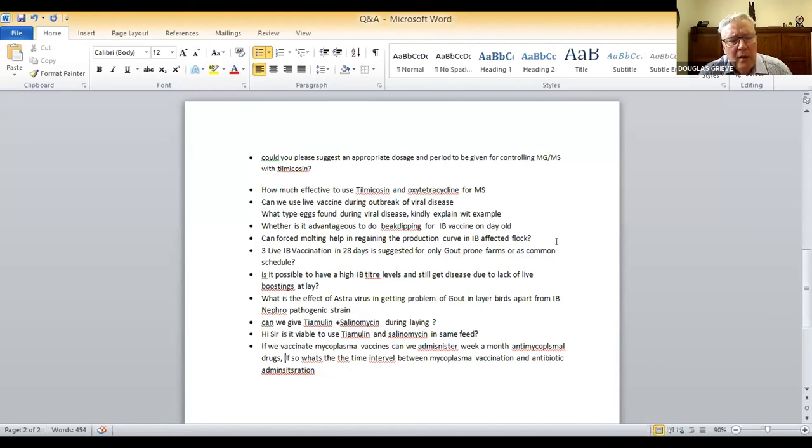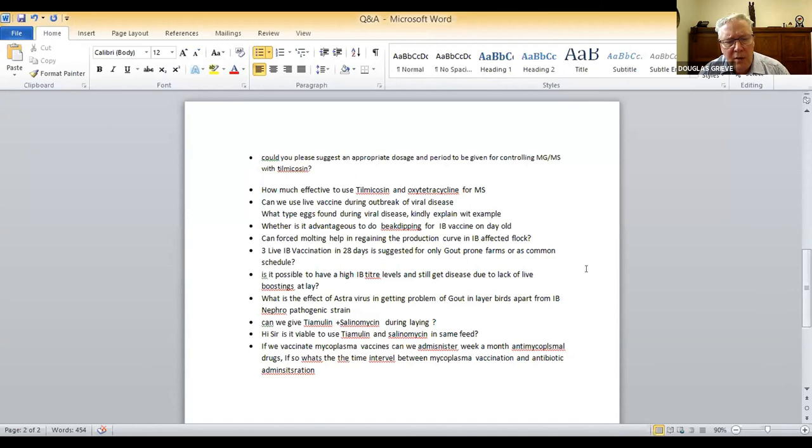I think it can. What happens in forced molting is that we're making the oviduct completely regress back to an inactive state, rejuvenating the tissues, and then bringing that flock on for a second cycle. In the second cycle, we'll typically see better egg production, and sometimes eggshell defects are also improved with forced molting.